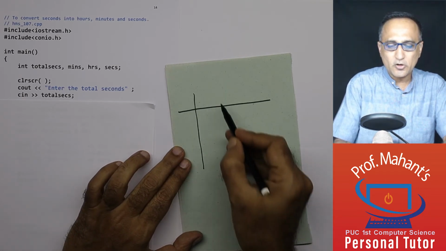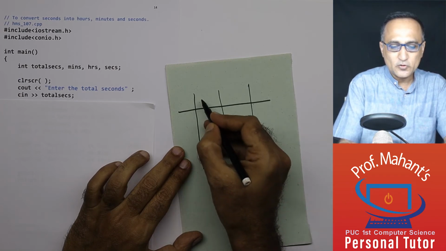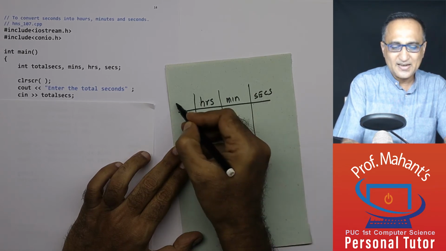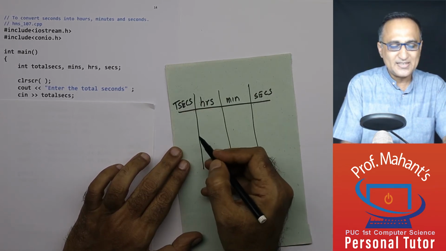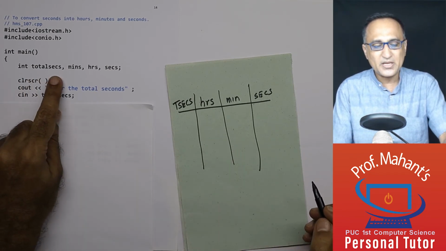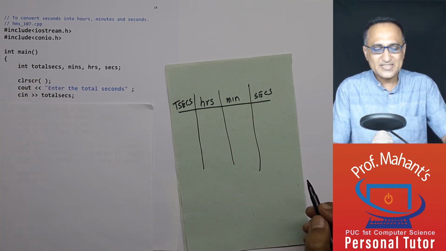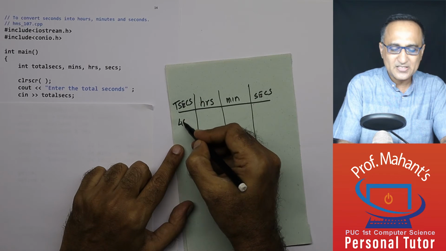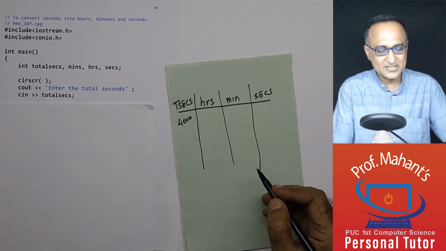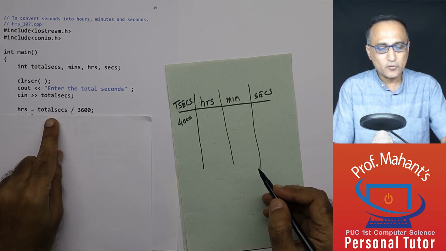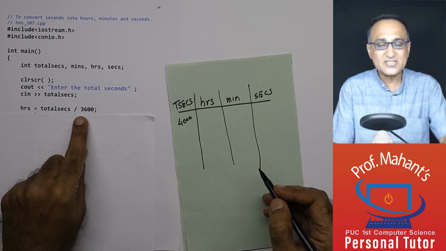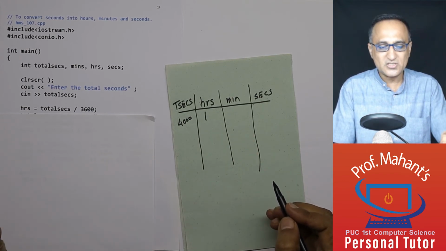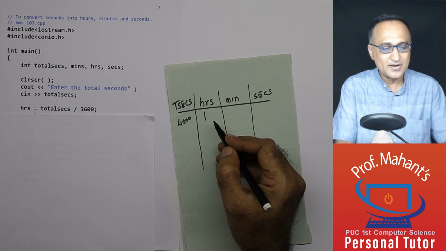As usual, we will draw columns to keep track of the variables. The first will get us hours, next we'll calculate the minutes, finally the seconds. And this t seconds stands for total seconds. Now let us say I ask the user to enter the total number of seconds, and the user enters 4000. Total seconds, 4000 divided by 3600, is going to give me 1 hour. Now I am left with 400 seconds.